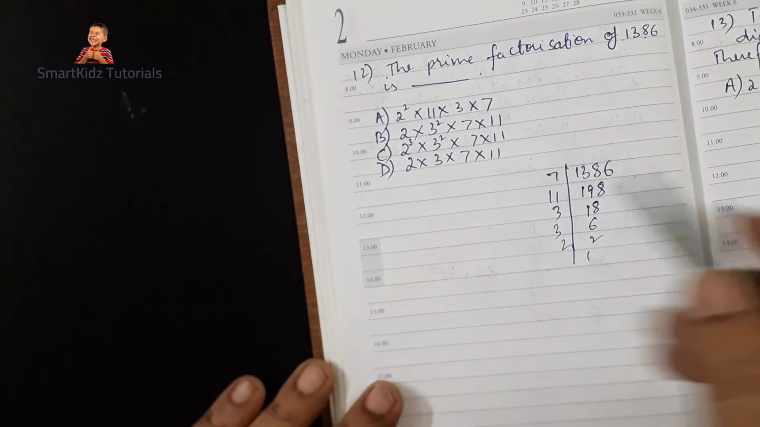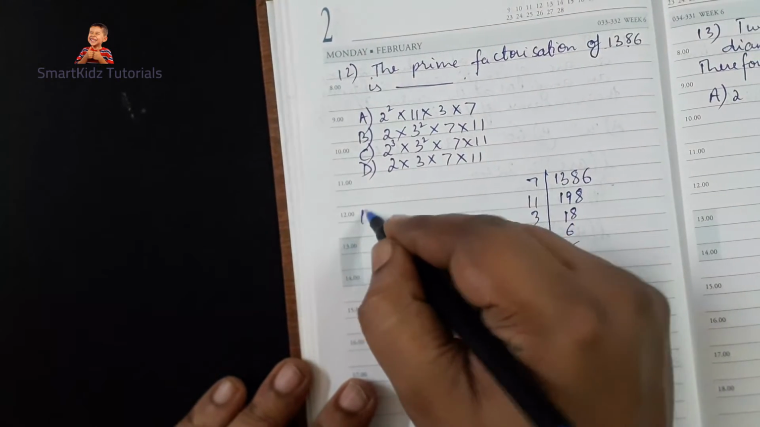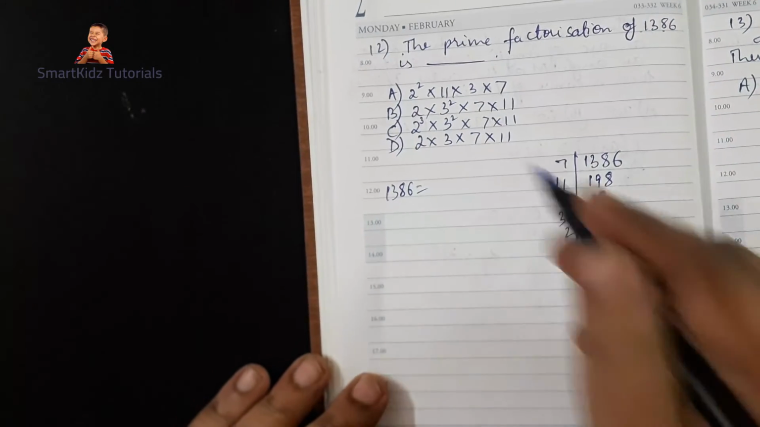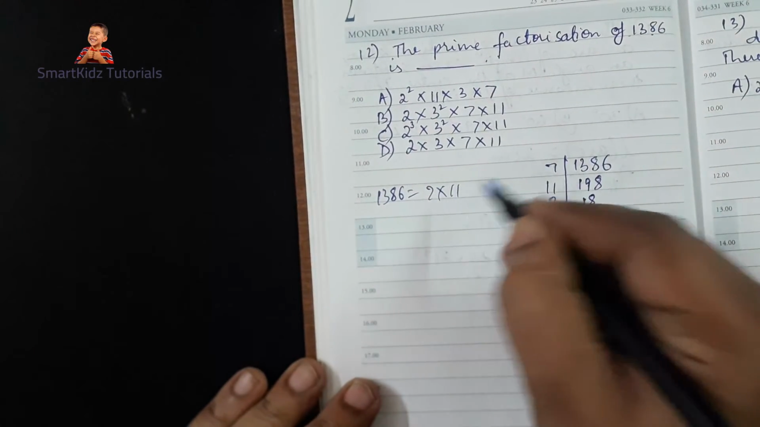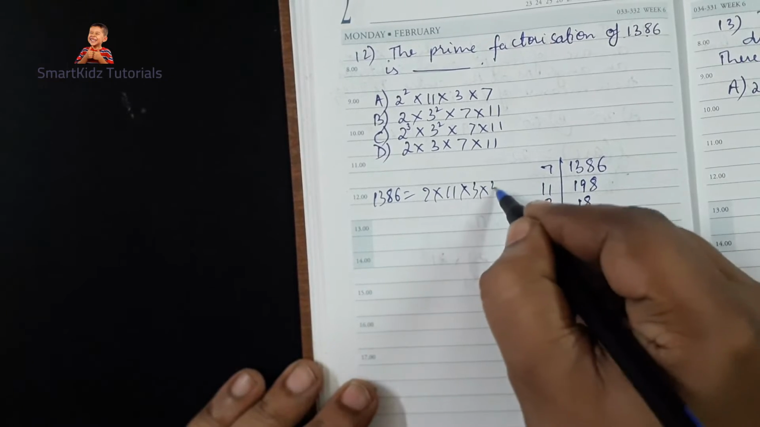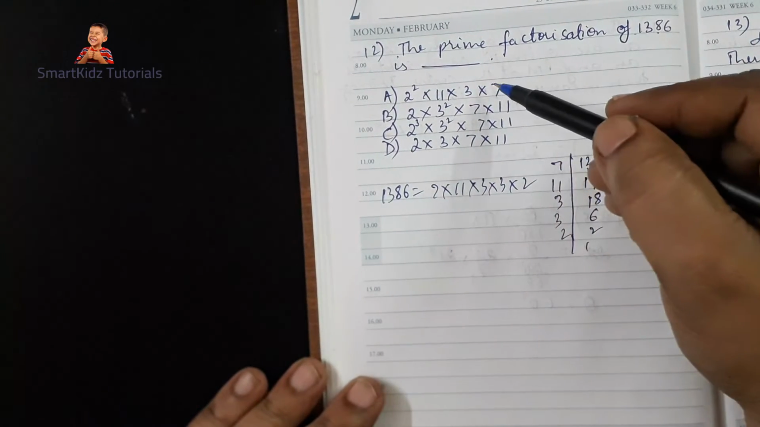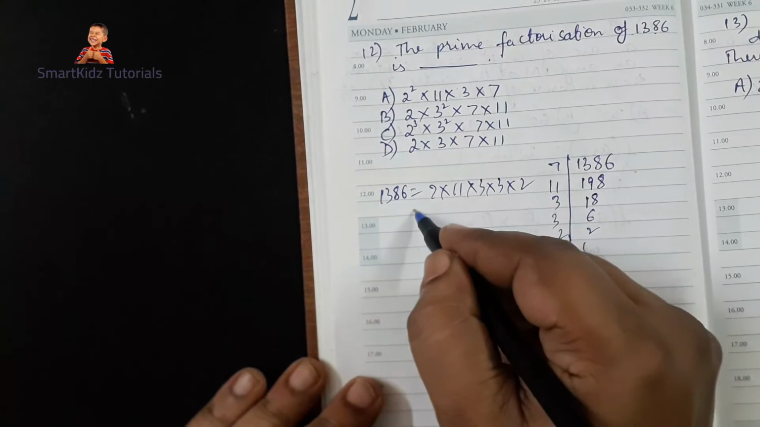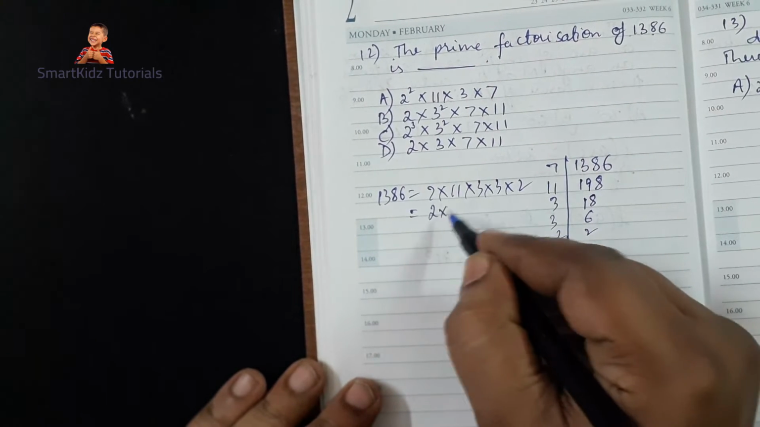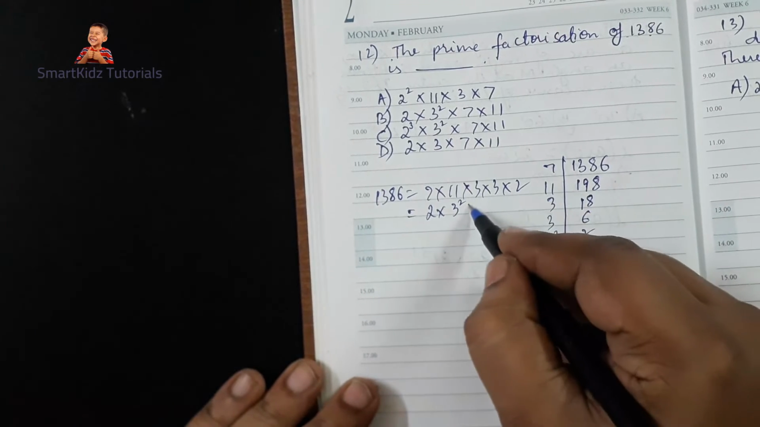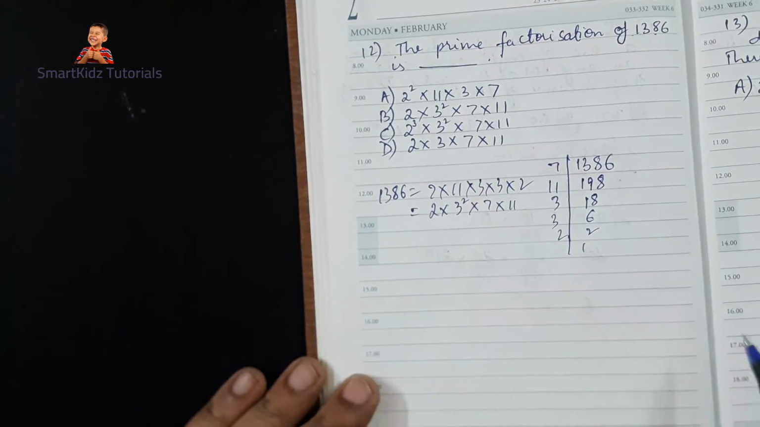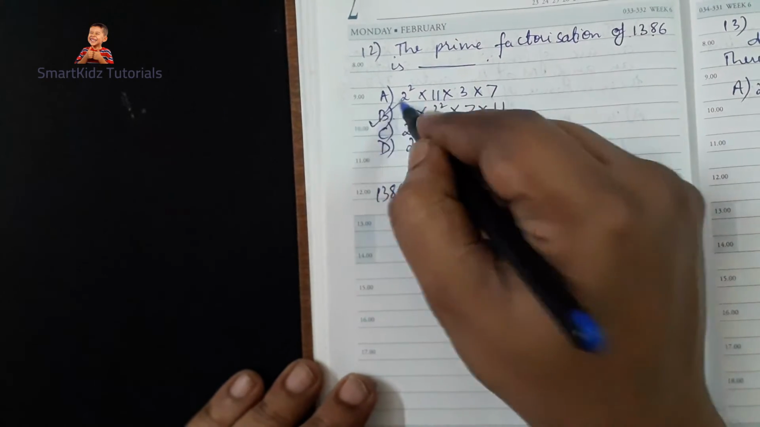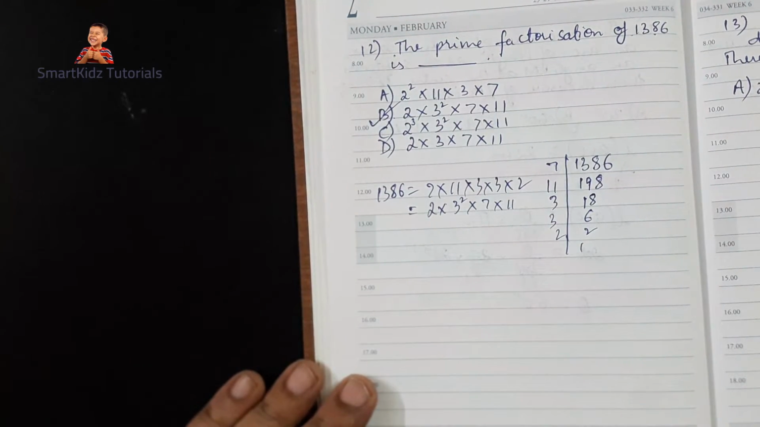Okay, so 1386 can be written as 7 into 11 into 3 into 3 into 2. If we rearrange this as per what we've been given over here, then we can write this equal to 2 into 3 square into 7 into 11, which matches choice B. So B is the correct choice.